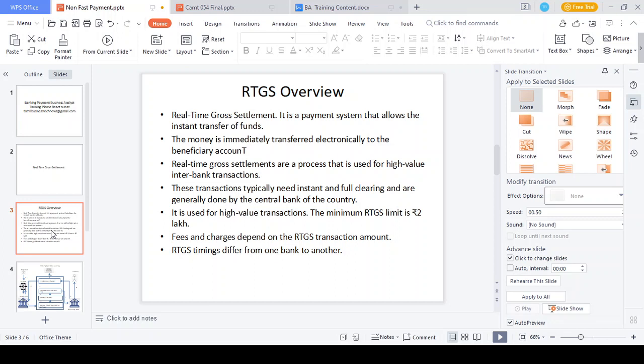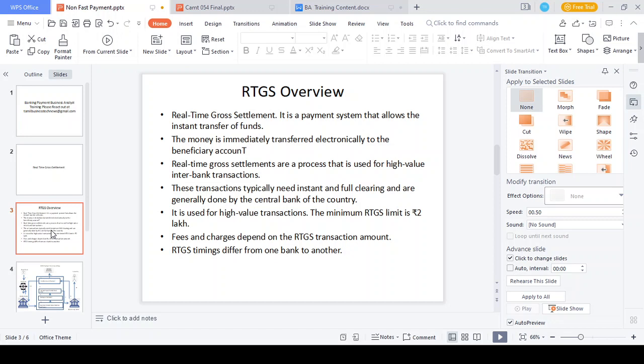Take this example. One corporate has 2 lakh employees. They need to transfer the salary to each and every employee at the beginning of the month. At that time, what will they do? They approach the RTGS system and make the payment via RTGS. For that reason I call RTGS a high volume payment system.